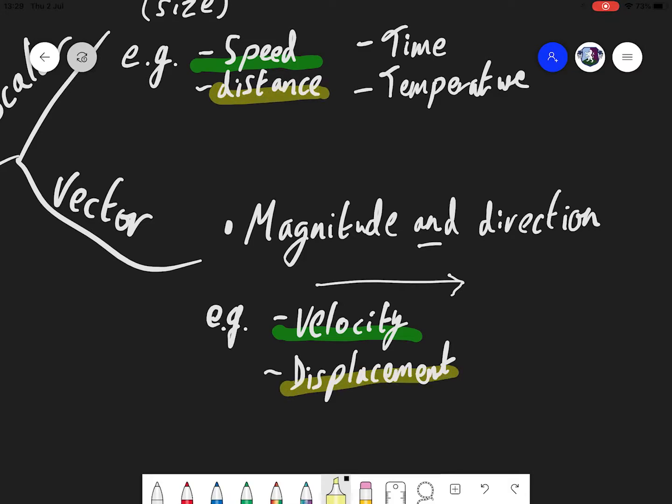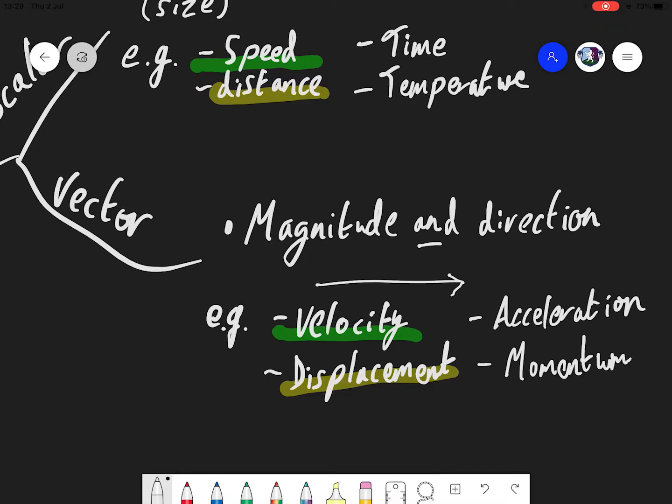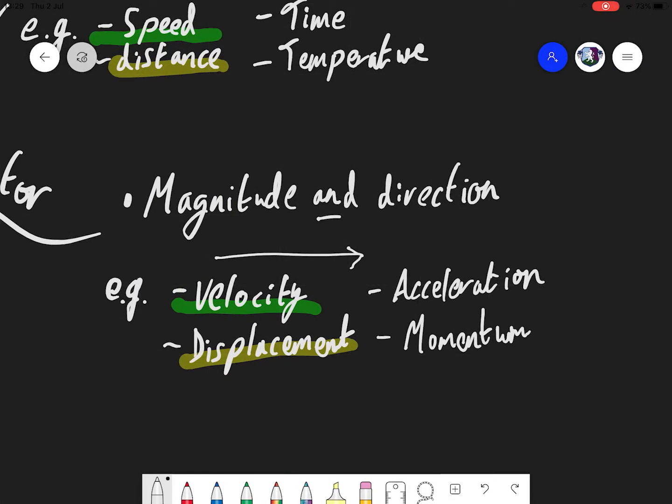Same as distance and displacement. Distance is just how far, displacement is how far in a straight line. Now we also have acceleration, which is formed from using velocity as a calculation, as is momentum. So these are further examples that come up in the second half of P5. Now, a key example I haven't written here is forces, because we'll obviously see that very shortly, but they are obviously represented by arrows as well.